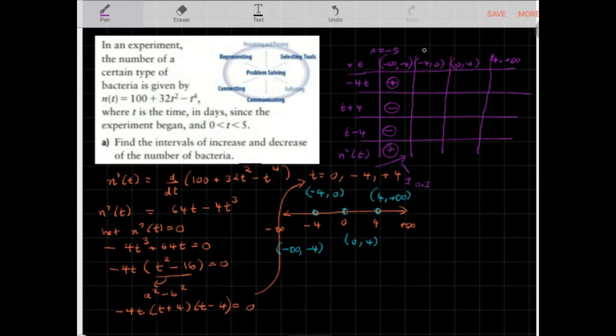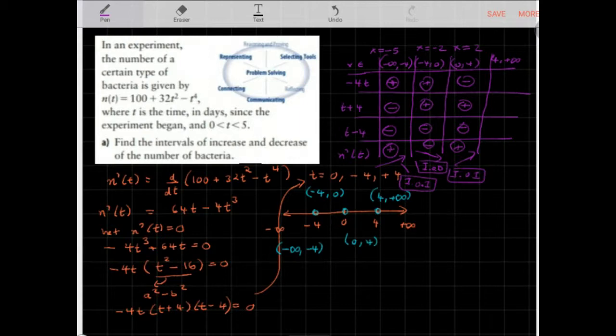Between negative 4 and 0, I'm going to let x equal negative 2. Negative 4 times negative 2 is positive. Negative 2 plus 4 is positive. Negative 2 minus 4 is negative, so this is negative. So this is actually decreasing, an interval of decrease. Between 0 and 4, I'm going to say x is equal to 2. You get negative here, positive, and 2 minus 4 is negative. You get a positive, so this is sloping upwards, an interval of increase.